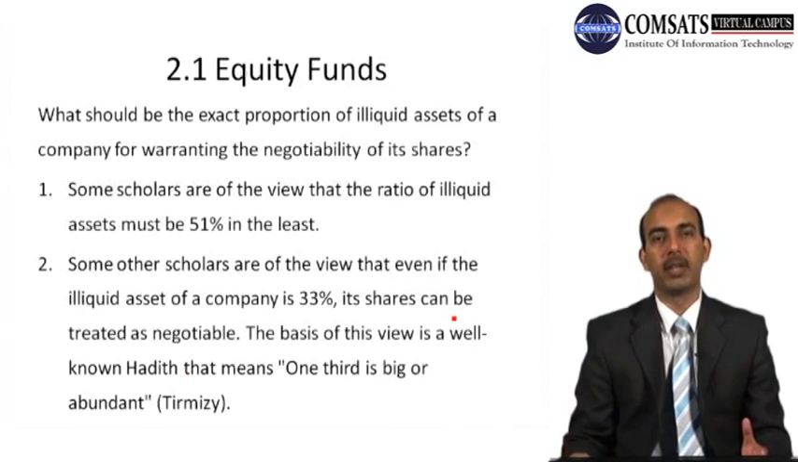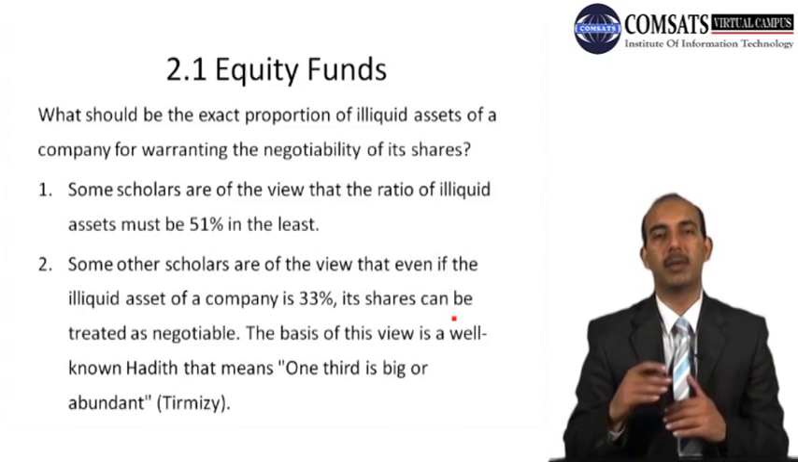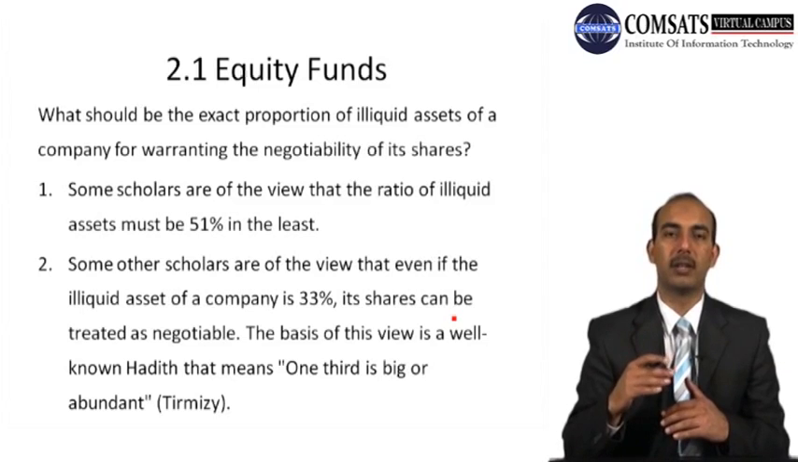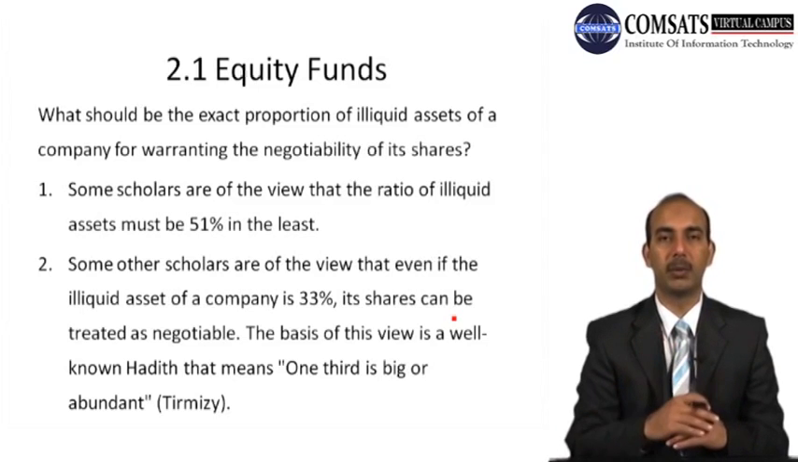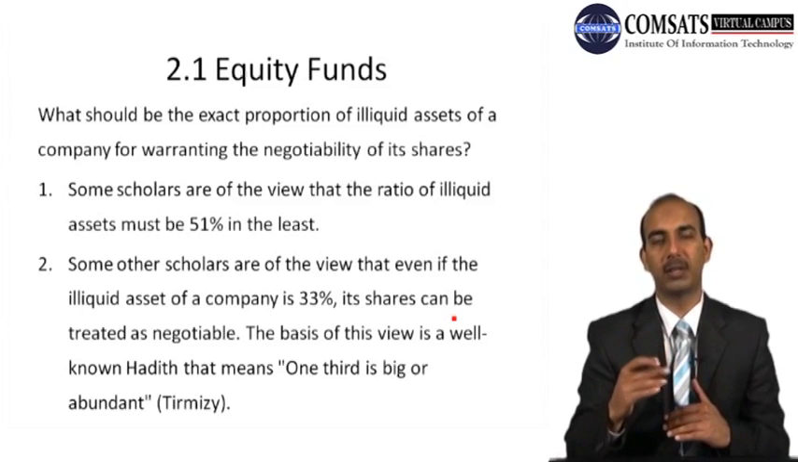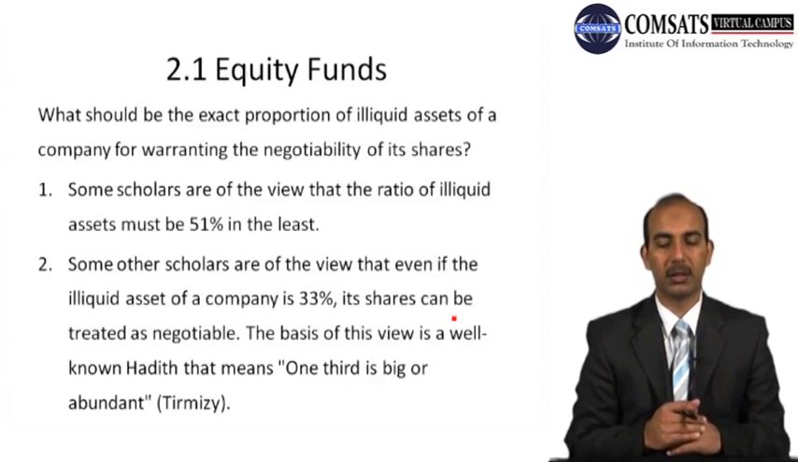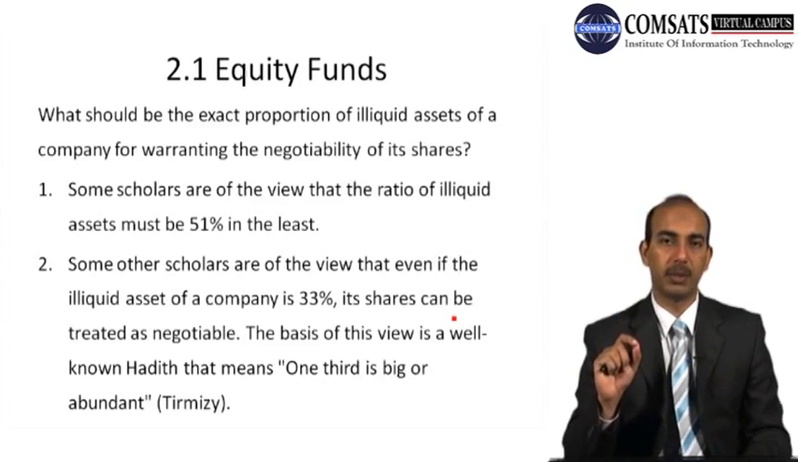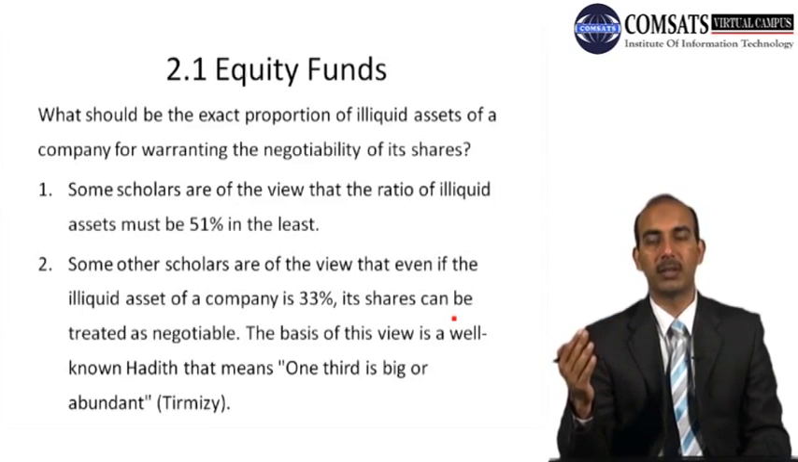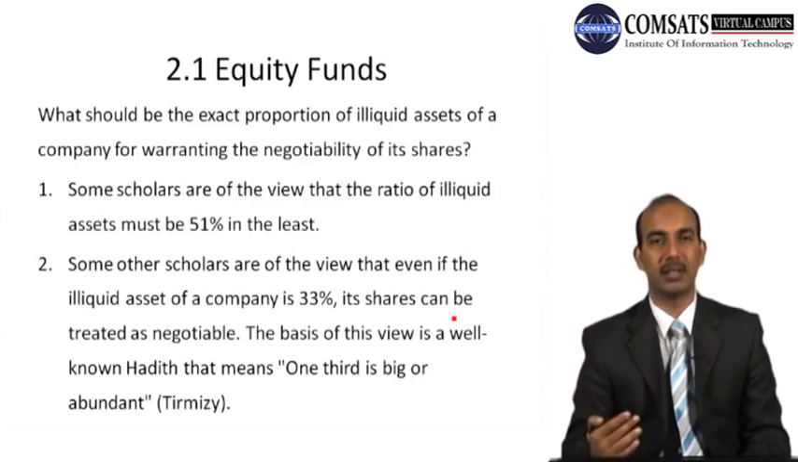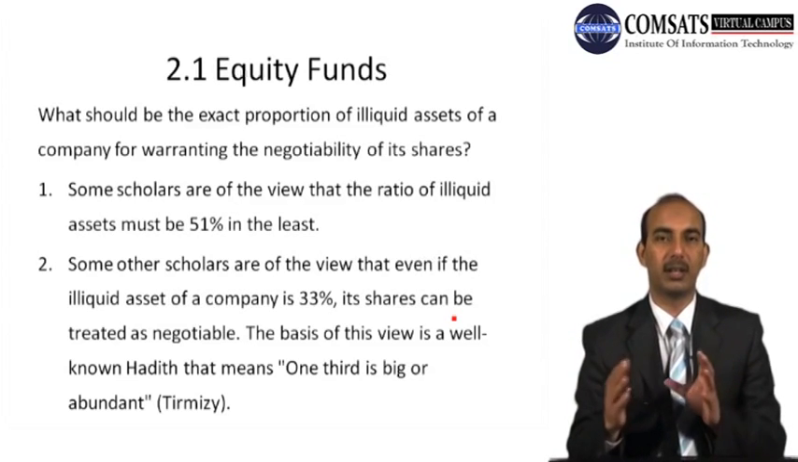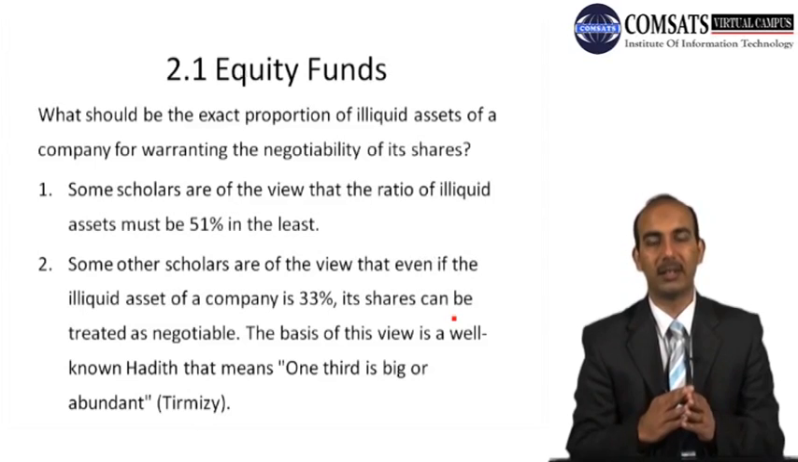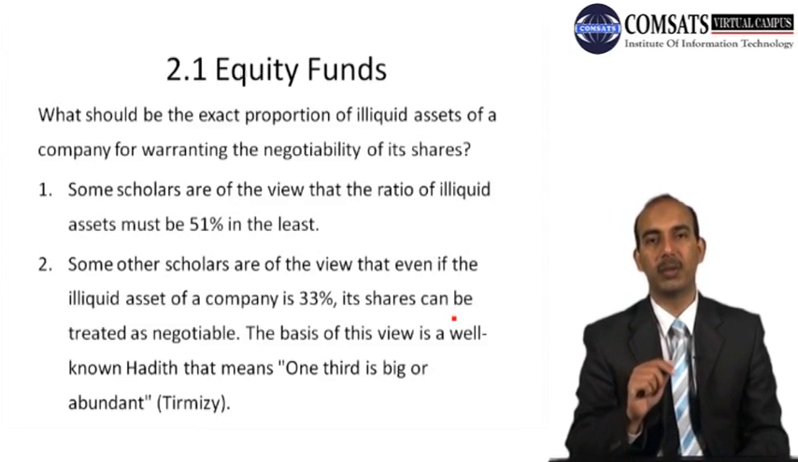Now the question is, when firms have more liquid assets and a very small amount of illiquid assets, how much proportion of illiquid assets should there be? Some scholars are of the view that the ratio of illiquid assets must be at least 51%. So if you want to invest in companies, the illiquid assets of those companies should be more than or equal to 51%. It should not be less than that. If the shares of liquid and illiquid assets are 50% each, in that case that company doesn't qualify to be invested in.